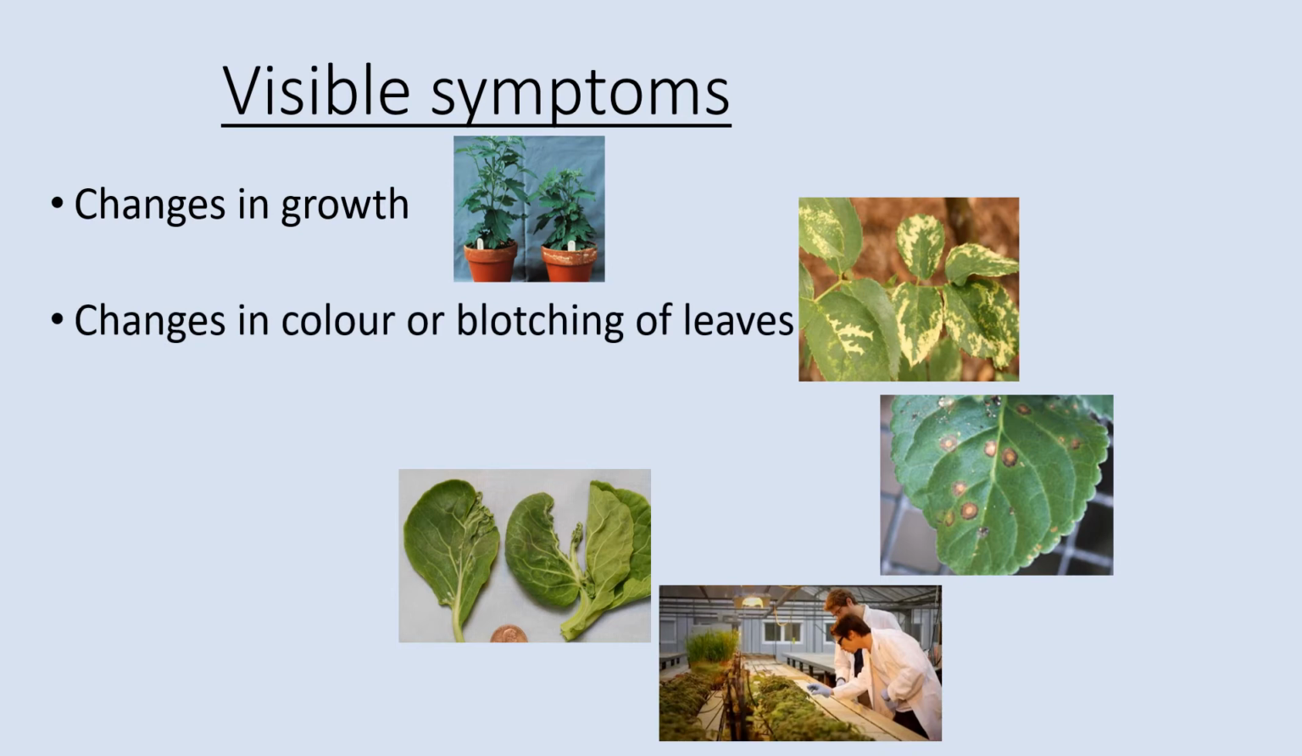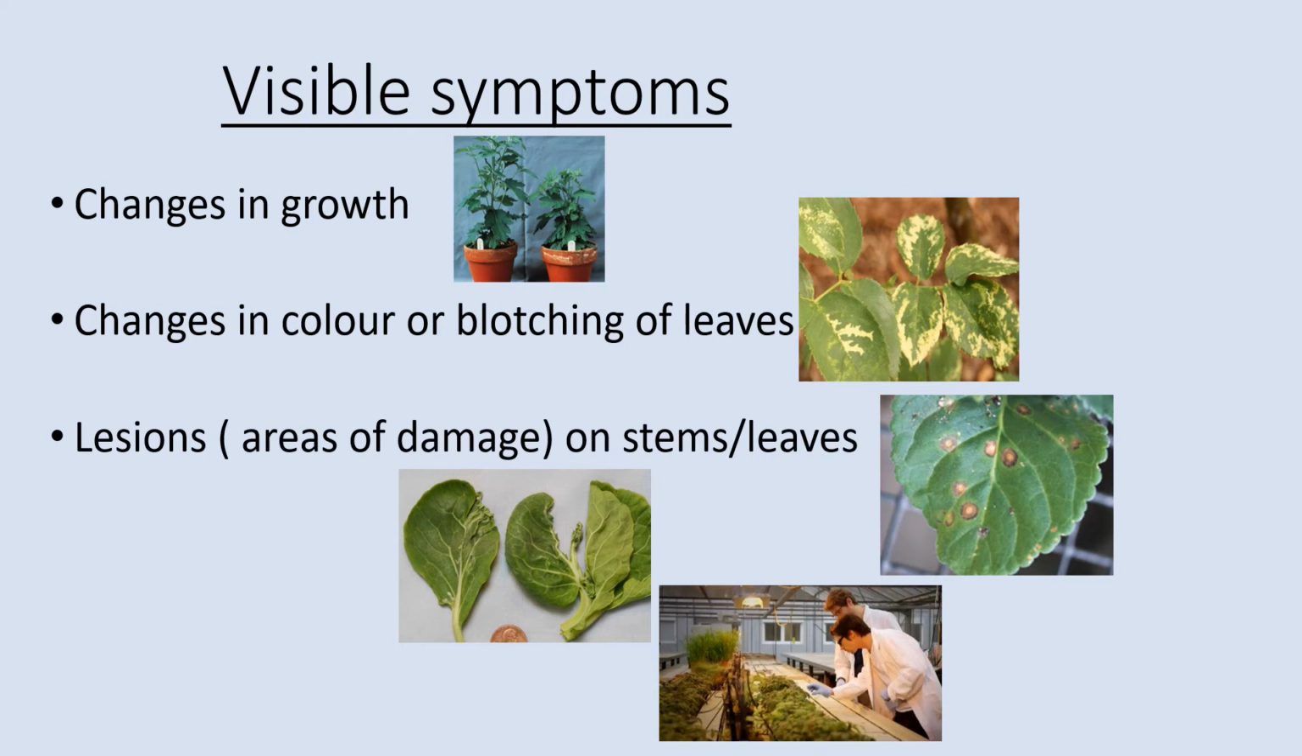Blotching of leaves, if there's not meant to be blotching, obviously some leaves do blotch. They are meant to blotch as part of the plant's kind of identifying feature. If it's not meant to blotch, probably not a good thing. It's another physical symptom. Lesions, as we mentioned several times before, so these are areas of damage. Might be caused by pests, but might also be caused by deficiencies or just general infection.